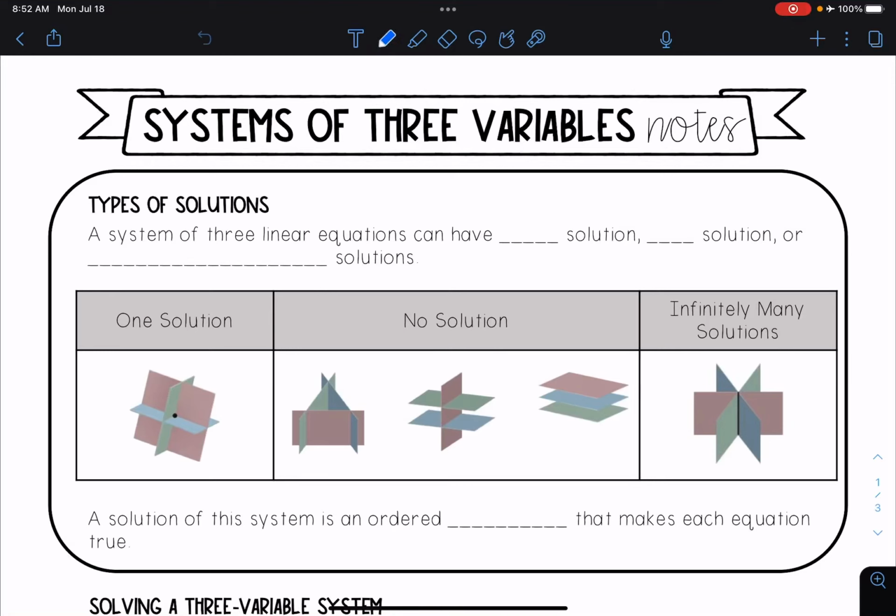Hello everyone, today we're going to be talking about systems of three variables. Just like with the systems of two variables that we did in our previous lesson, there are three different types of solutions that we can have with systems of three linear equations. And that is one solution, no solution, or infinitely many solutions.